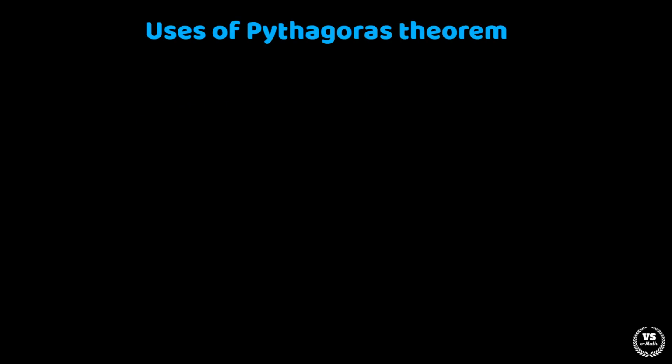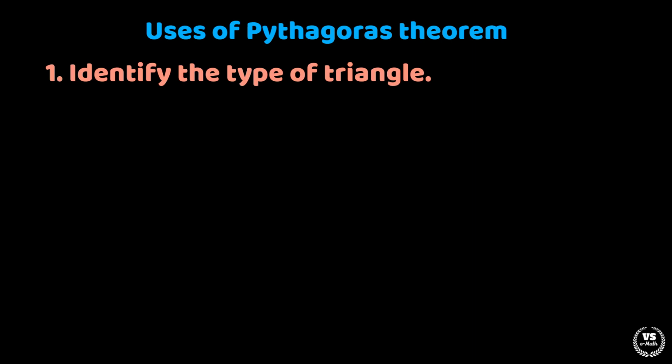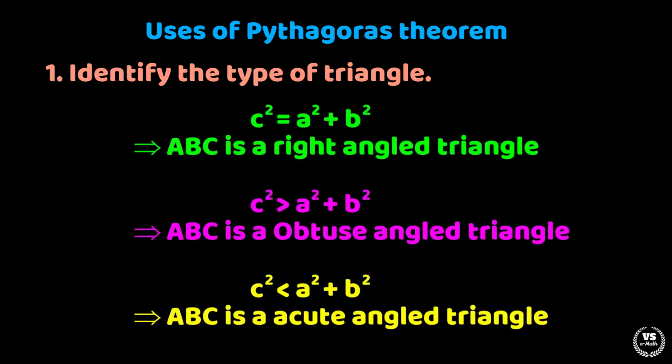Here are some of the uses of the theorem in today's world. We know that Pythagoras' theorem works only in right angle triangles. Only in a right angle triangle, a square plus b square will be equal to c square. But we can also conclude that if it is less, then it will be an acute angle triangle, and if it is greater, then it will be an obtuse angle triangle.